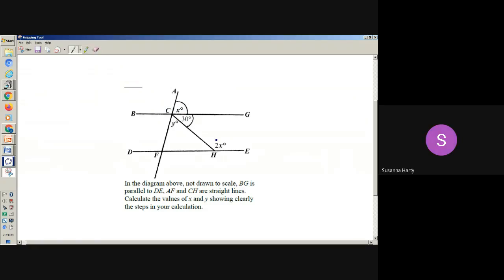Let me ask you a question then, sir. x is not 50. How do you arrive at that? The same principle that I just told you, because they said that CH is a straight line, sir. C to H is a straight line, right? And they said that AF as well is a straight line.